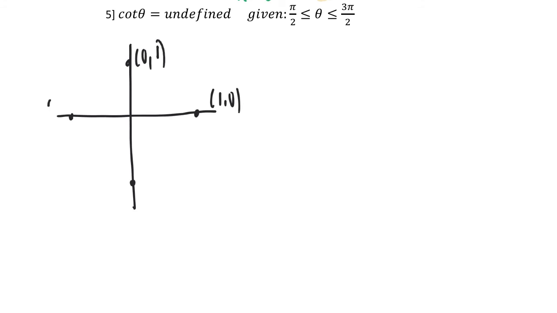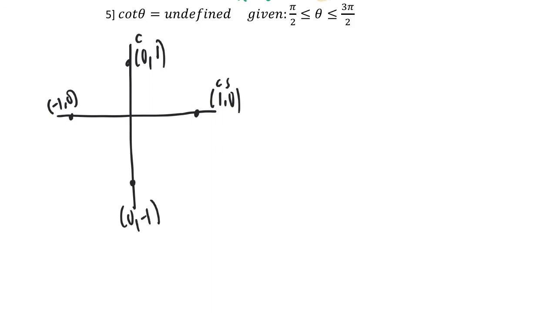In this last one, they tell us that the cotangent is undefined. Cotangent will not be undefined on a triangle. Cotangent will only be undefined on an axis location. Kind of like tangent when we were talking yesterday. So let's think about our ordered pairs at each of our axis locations.